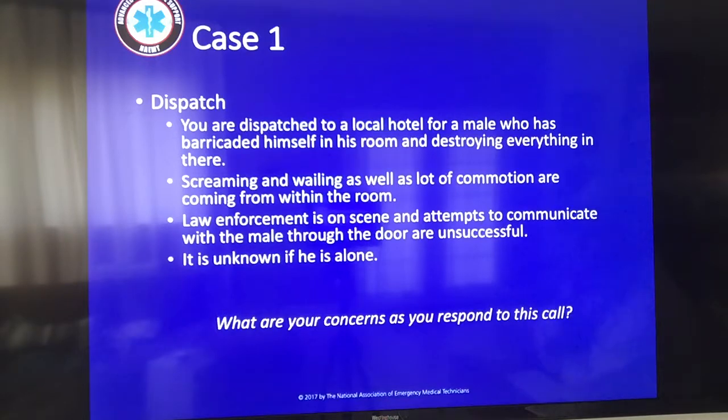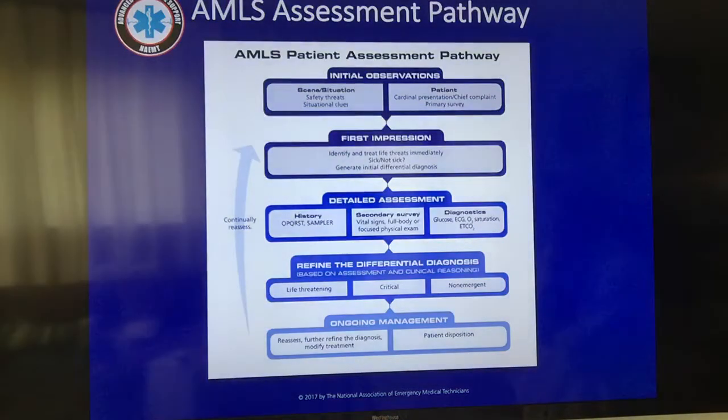So case one, dispatched to a hotel, a patient barricading his room and destroying everything there. We need some LEOs, we need some hotel staff, we need other people that can apprehend or detain or at least control this on scene, if this could escalate and get worse. We're hearing screaming and wailing, lots of commotion coming from the room. This is not a scene that is safe. We need to get more information. We need to stage potentially and find out where the best place to stage is. Now, it just may be a lot for show and not much is going on, so we want to prepare ourselves to be flexible to go in at any moment.